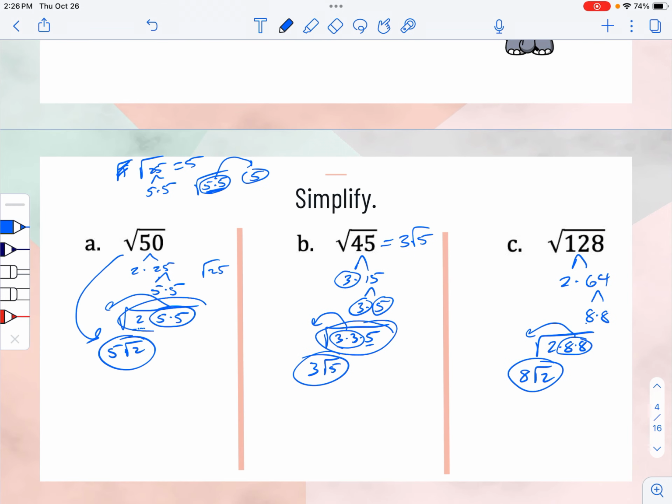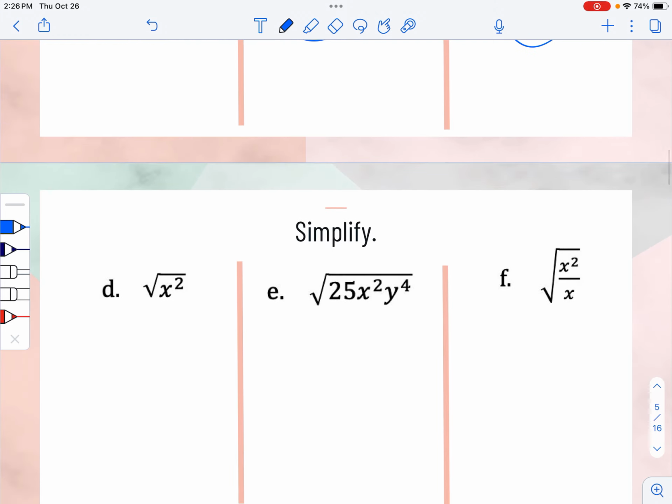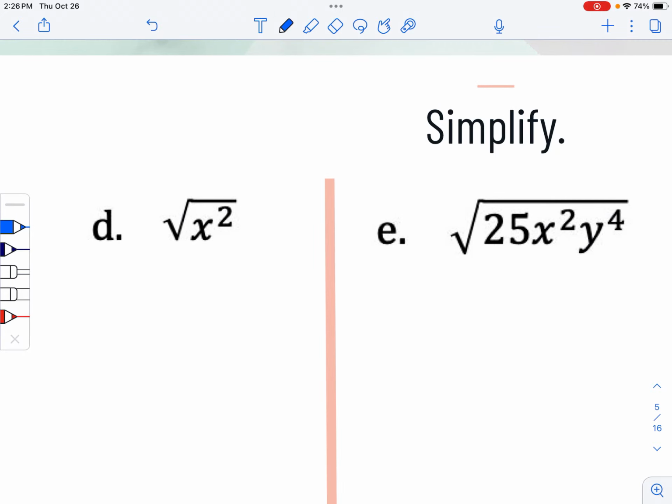You could break it down to its prime factorization like we did in these two, or you could just say, hey, there's 8 times 8 is 64. That's a perfect square. I can take the square root of it, and that becomes 8 on the outside. You can also do this with variables. X squared is actually x times x. Well, there's 2 x's there, so that becomes a root of x on the outside.